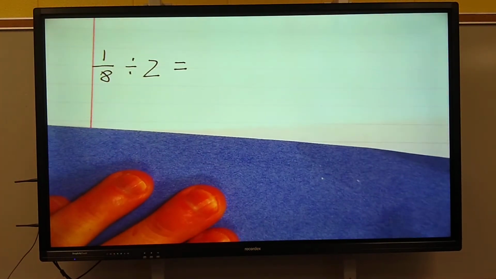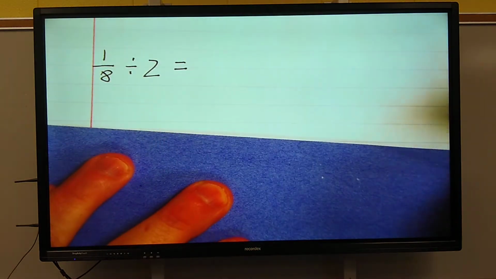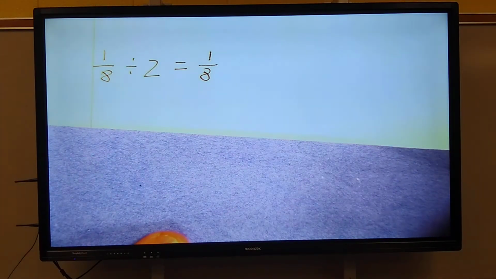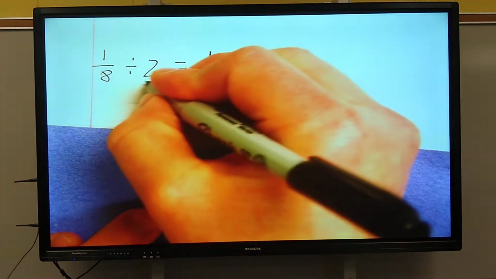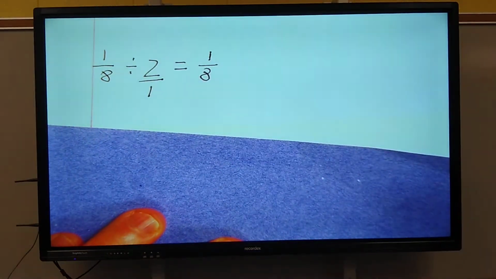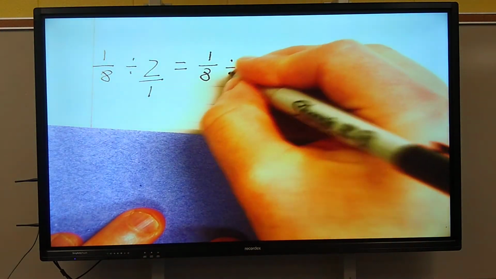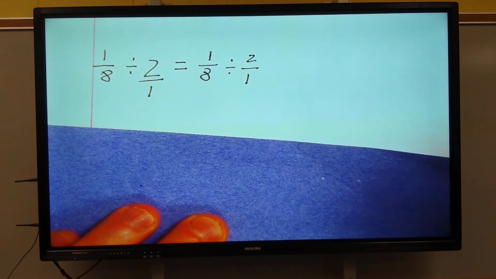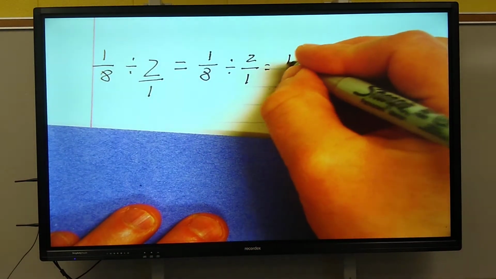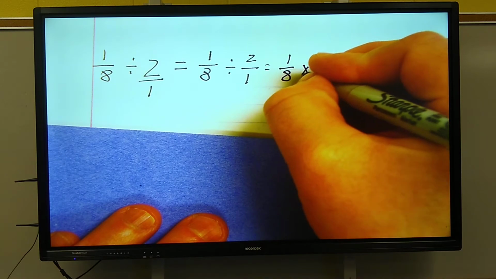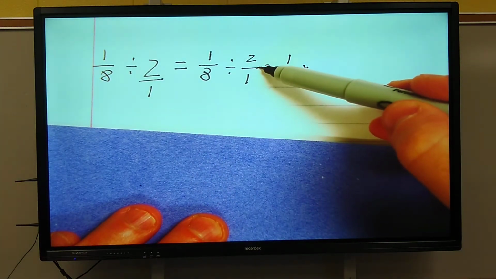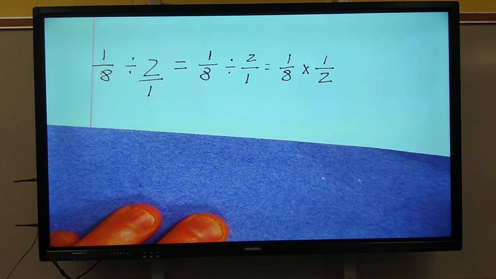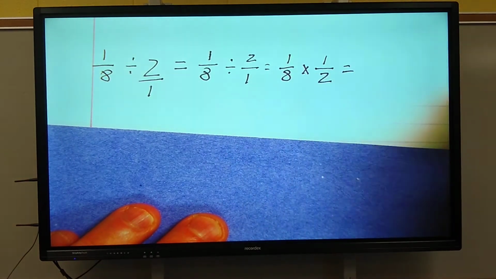So we got 1/8 divided by 2. 1/8 is my dividend. It stays the same. Now, I've got to realize that this is 2 over 1. So now I'll have 1/8 divided by 2 over 1. Now, when I divide fractions, I go 1/8 times, and then I find the reciprocal of 2 over 1, which is 1 over 2. And then I multiply straight across.